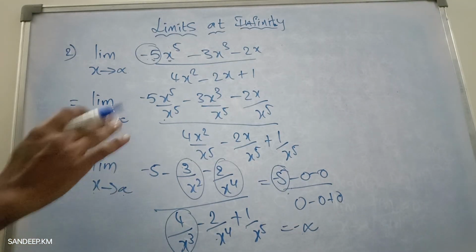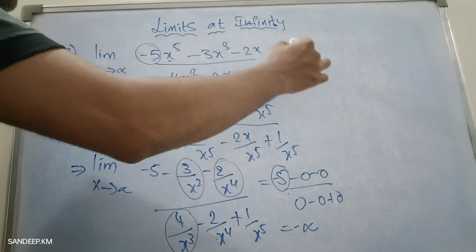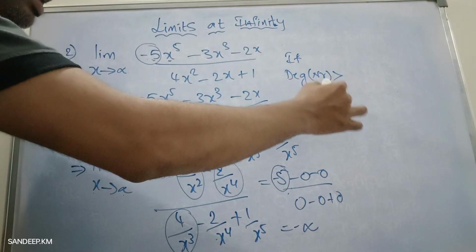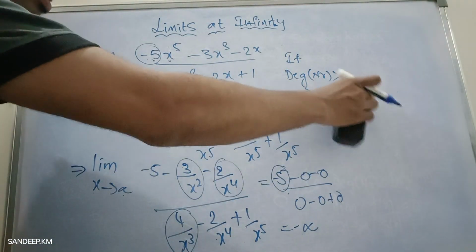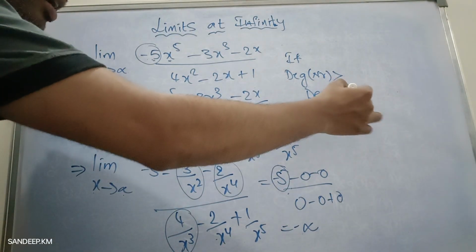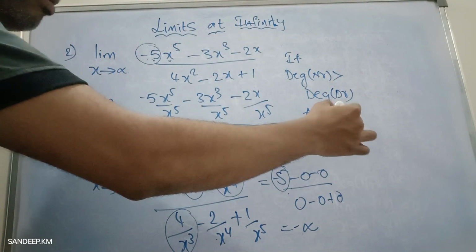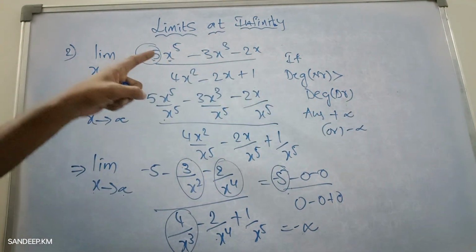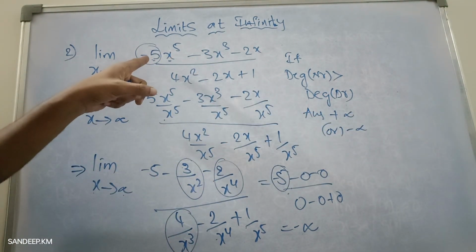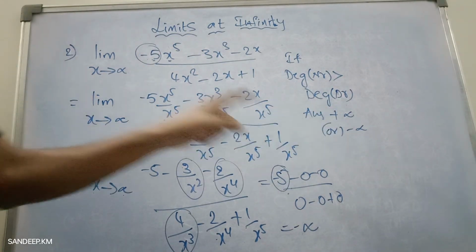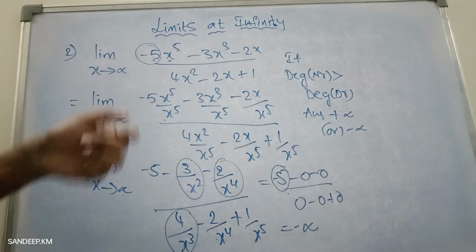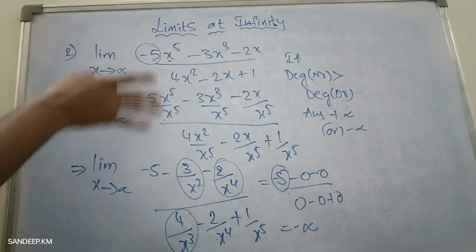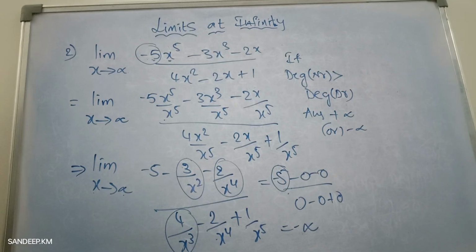So what is the shortcut to solve this particular question, dear students? If the degree of the numerator is greater than the degree of the denominator, then the answer will be what? Plus infinity or minus infinity. I'll get plus infinity if the coefficient of the highest power of x is positive. And I will get minus infinity if the coefficient of the highest power of x is negative. Correct or not? So we'll look at the third model where the degree of the numerator and denominator is the same.